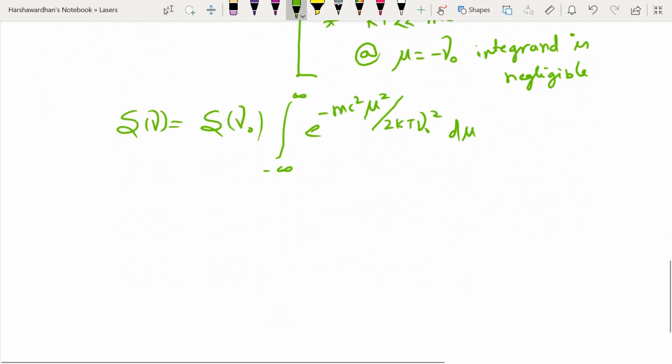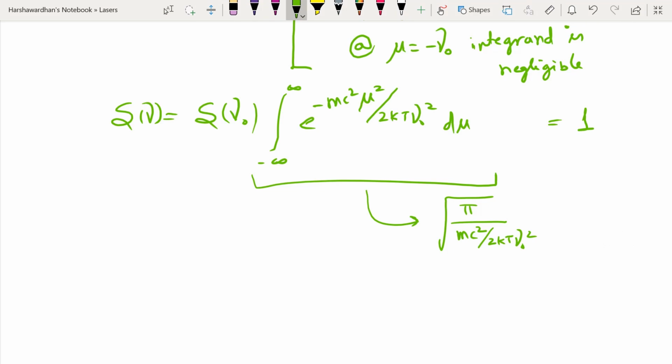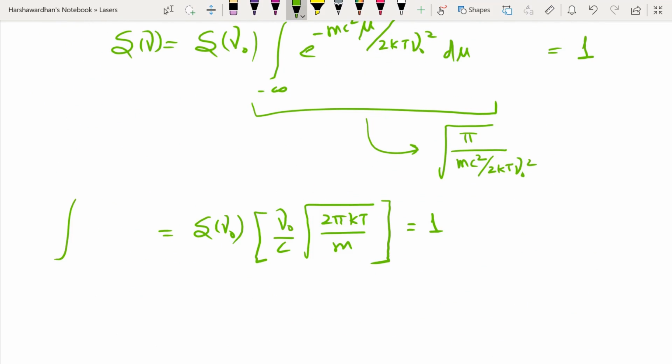And you know how to do these integrals, which are just Gaussian, right? If you do this integral, you'll see that this is simply square root of pi by the rest of the factor, which is m c square divided by 2 kT nu naught square. And I want this integral to go to 1. That just gives me precisely that factor. So my S of nu naught, this is the coefficient of my distribution, the normalization coefficient, right? Because this is the same as the integral from 0 to infinity of S of nu d nu, right?